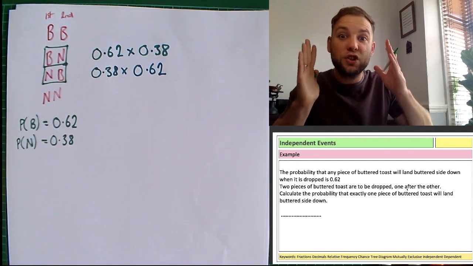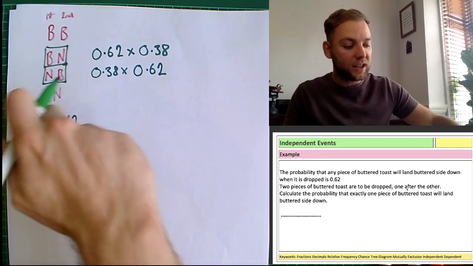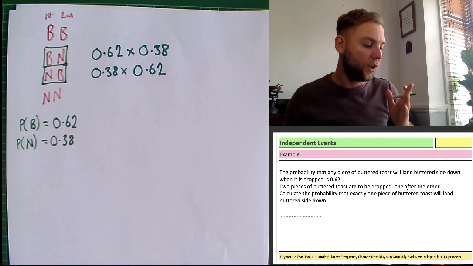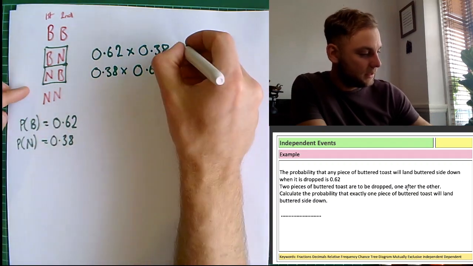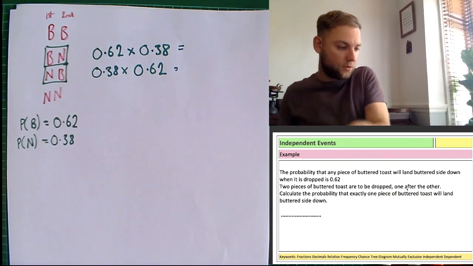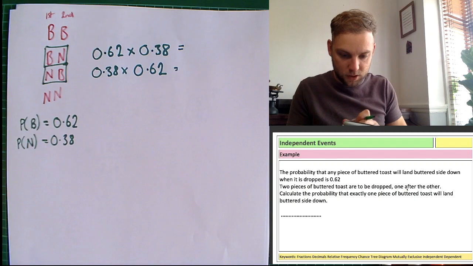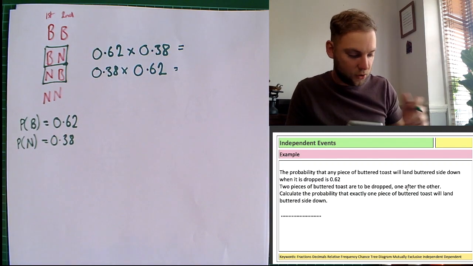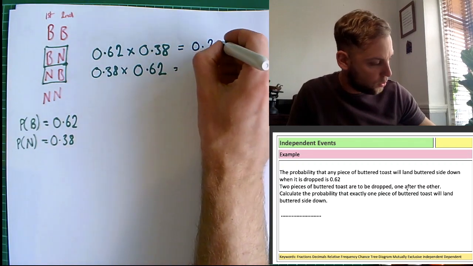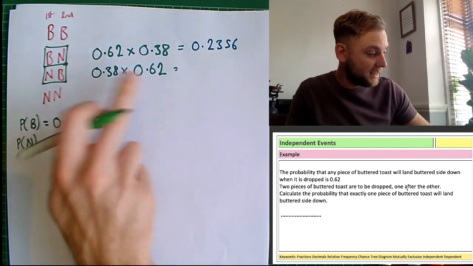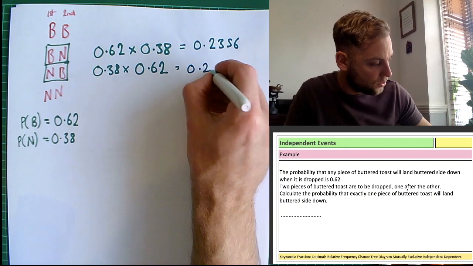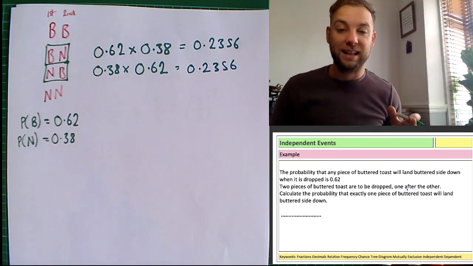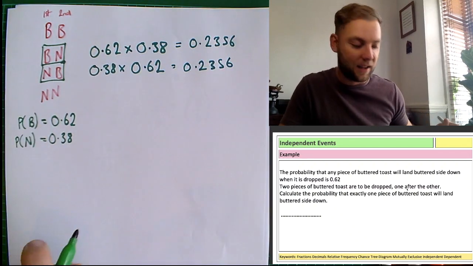Okay, so there's actually 2 options for this, and you've got to consider all the options so we can think about which ones we want. So, with this one here, the first one is going to be equal to 0.62 times 0.38, which is equal to 0.2356. It's going to be exactly the same for that one, isn't it? 0.2356. So the probability of both these things happening is equal to these added together.